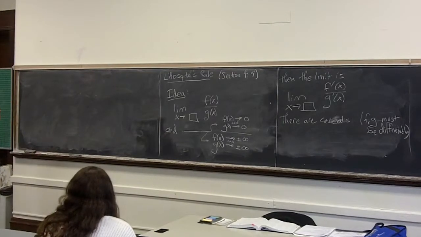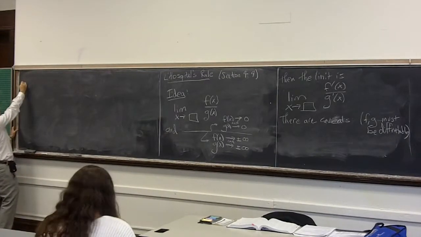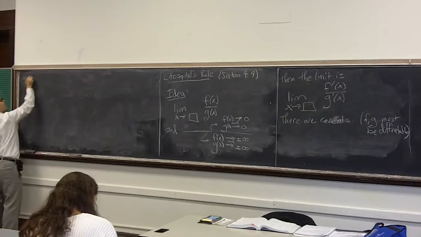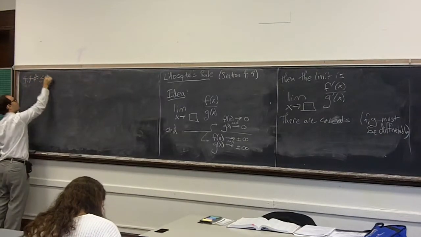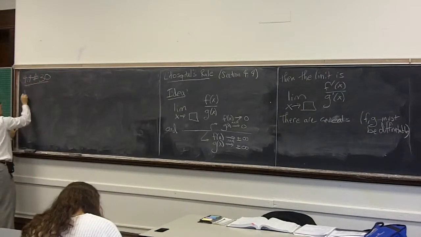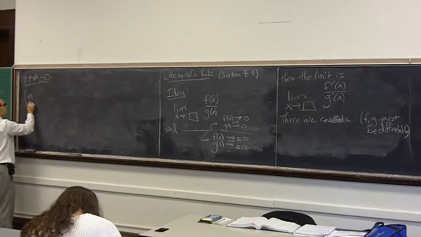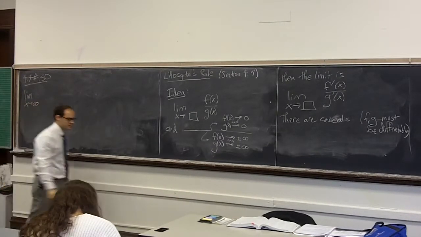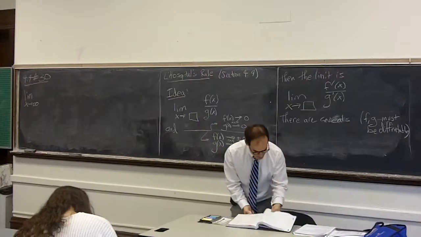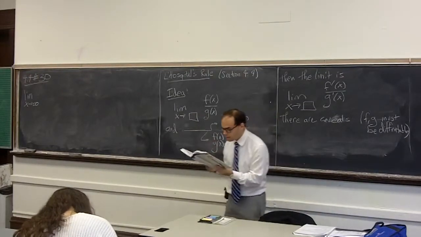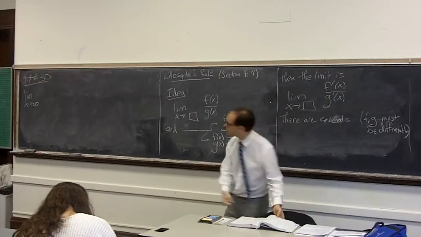Okay, all right, so let's take a look at number 30. This is 4.4. Number 30, and they ask the limit as x goes to infinity of natural log of x squared over x.